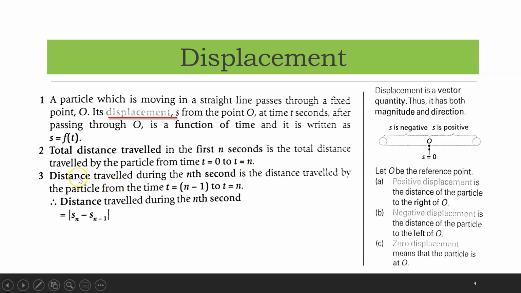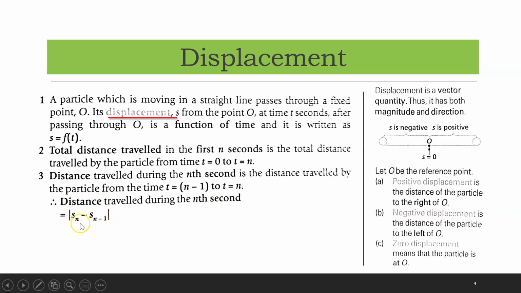Okay, then distance ataupun jarak travelled during the n-th second. Tempoh yang kedua pula. Yang tadi yang pertama, it will start from 0 until n. Then the second tempoh, the formula is given by this: t equal to n minus 1 to t equal to n. Kalau tadi start daripada t equal to 0, now it will start from t equal to n minus 1 until n. Okay. Therefore, we can say that the distance travelled during the n-th second is given by this, Sn minus Sn-1.